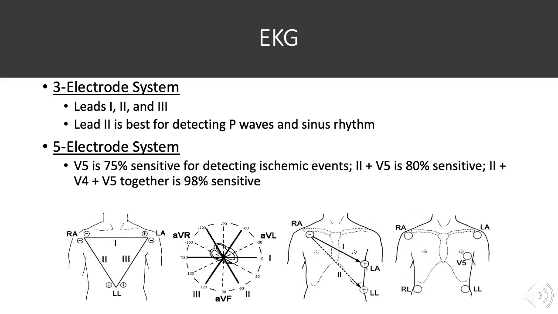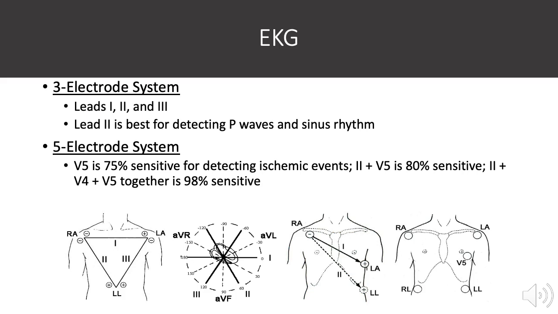Electrocardiograms are standard monitors for ICU patients. Using a 3-electrode setup allows monitoring of leads 1, 2, and 3, but only one lead can be examined at a time, while the third electrode serves as a ground. Lead 2 is best for detecting P waves and sinus rhythm.